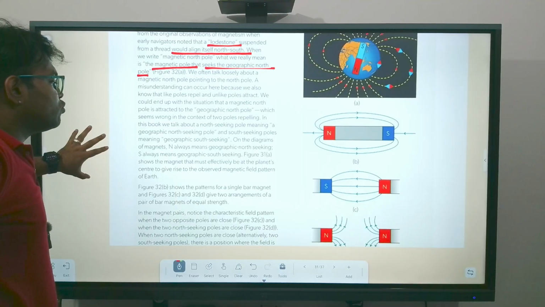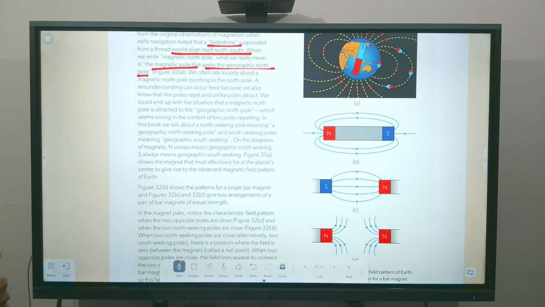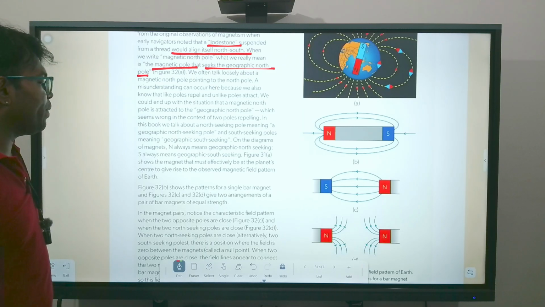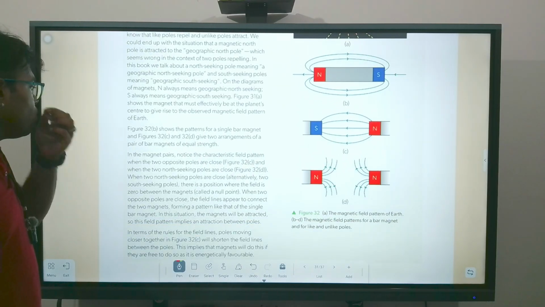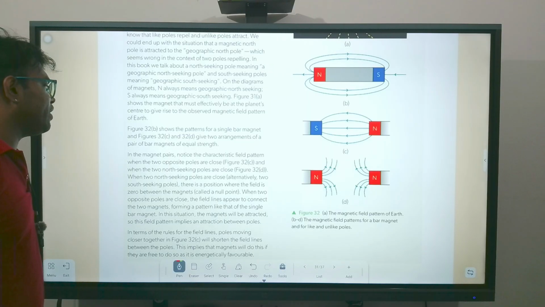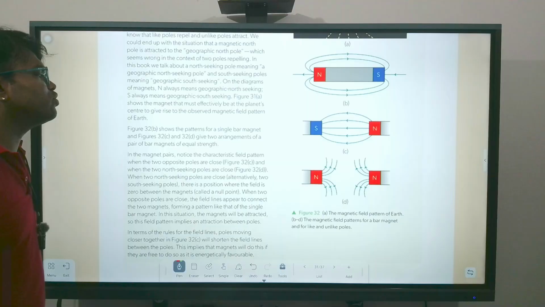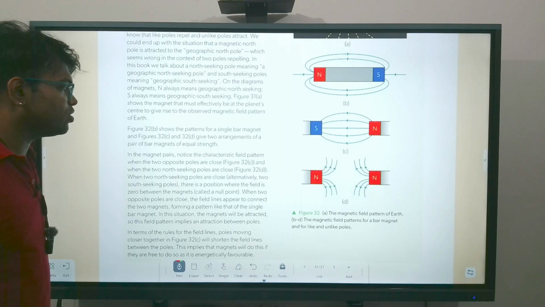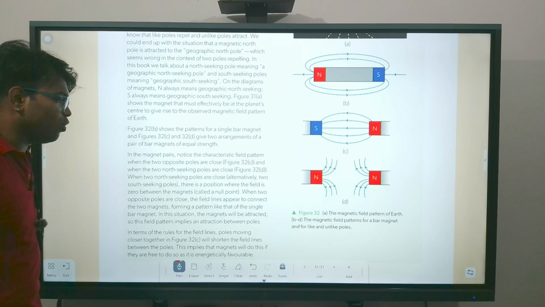Figure 32b shows the patterns for a single bar magnet, and figures 32c and 32d give two arrangements of a pair of bar magnets of equal length. In the magnetic pair, notice the characteristic field patterns when two opposite poles are close, figure 32c, and when two north-seeking poles are close, figure 32d. When two north-seeking poles, or alternatively two south-seeking poles, are close, there is a position where the field between them is zero.